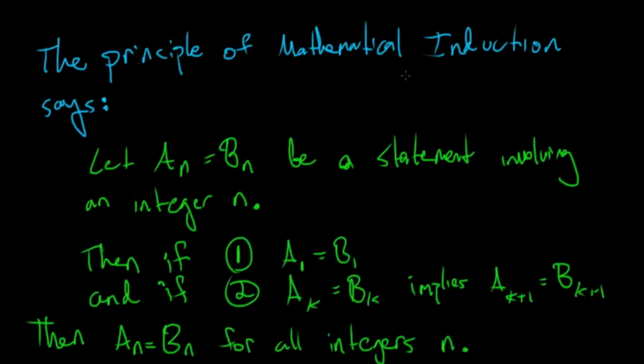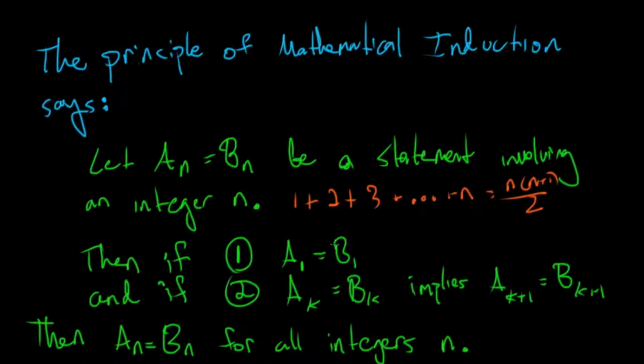Alright, so the principle of mathematical induction says, I've written it all out here. Let a sub n equal b sub n be a statement involving an integer n, such as what we looked at before, 1 plus 2 plus 3 all the way up to n, and how that equals n times n plus 1 all over 2. If a sub 1 is equal to b sub 1, meaning is it true that 1 is equal to 1 times 1 plus 1 over 2? That's totally true. 1 is equal to 1 times 2, that's 2, divided by 2, that's 1. 1 is equal to 1.